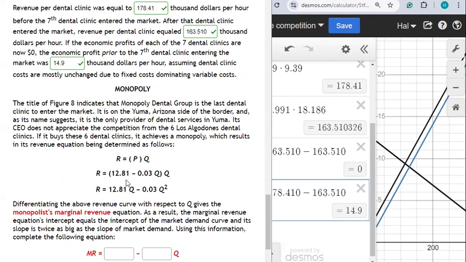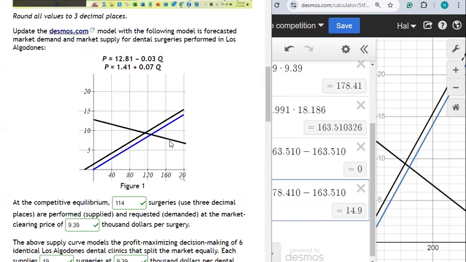And as its name suggests, it is the only provider of dental services in Yuma. Its CEO does not appreciate the competition from the 6 Los Algodones dental clinics. If it buys these 6 dental clinics, it achieves a monopoly, which results in its revenue equation being determined as follows. So now, after Monopoly Dental Group buys up all the 6 independent dental offices, now the monopoly is the only player in this market.